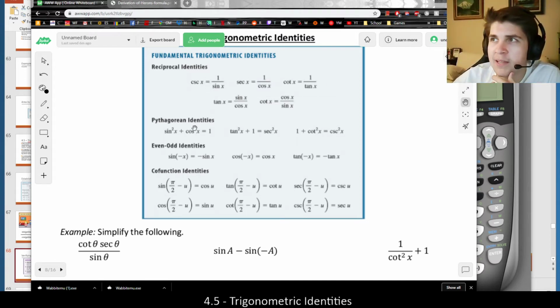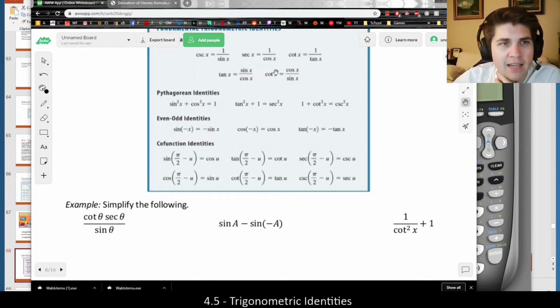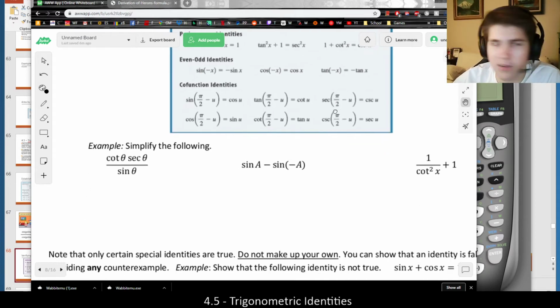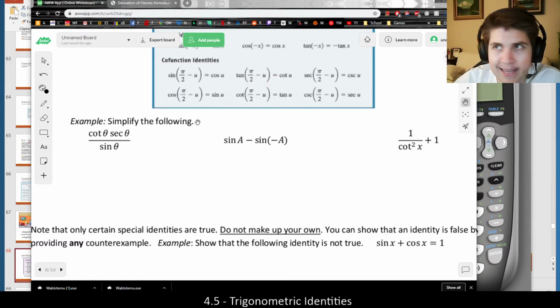Remembering these, the reciprocal and Pythagorean identities are the most common building blocks that you want to be using. Basically, we apply these rules and use them to simplify other expressions. For example, it says to simplify these: cotangent theta, secant theta divided by sine theta.